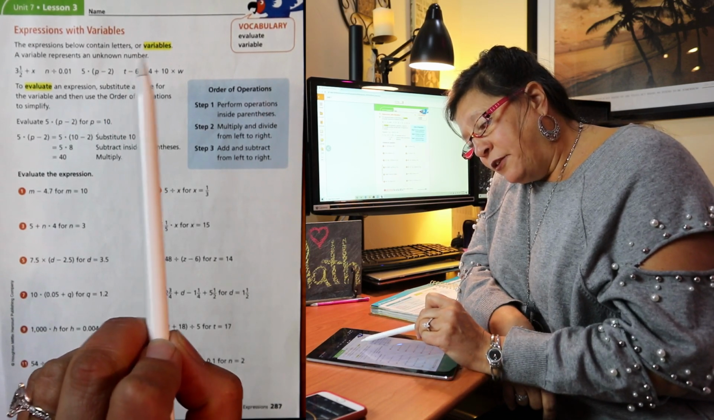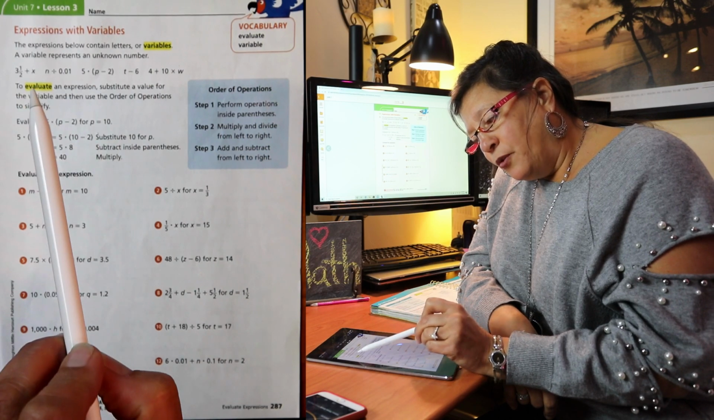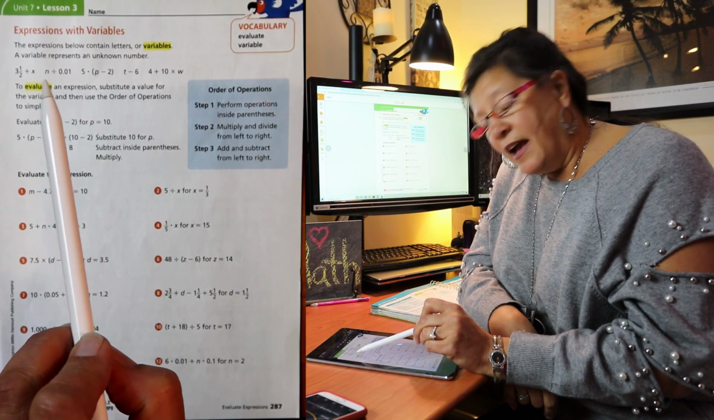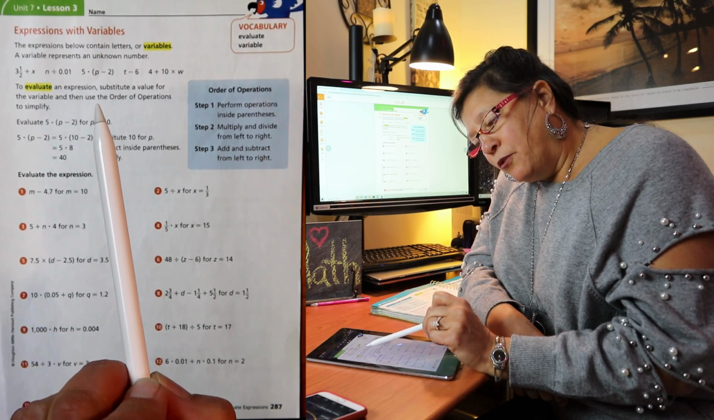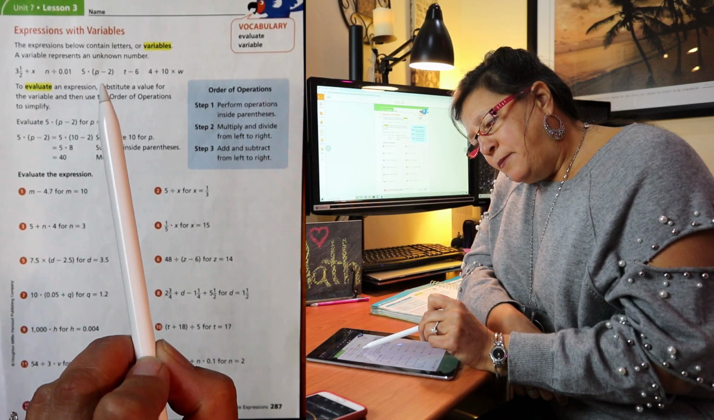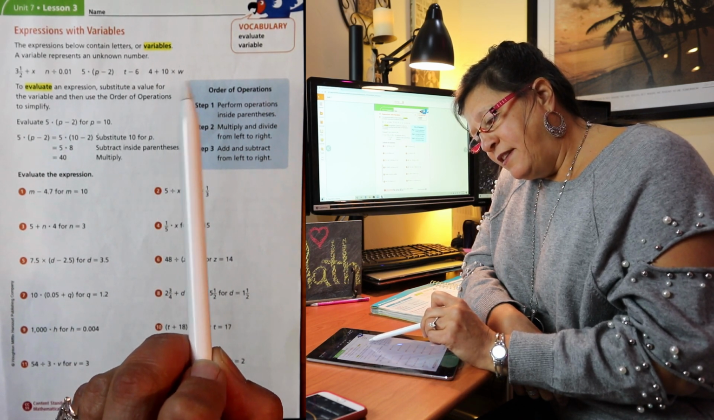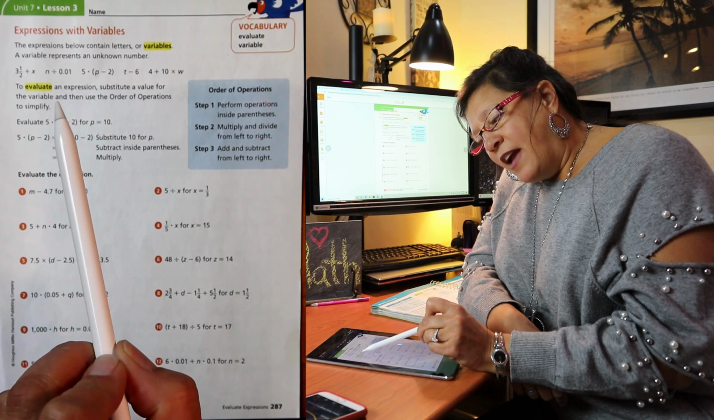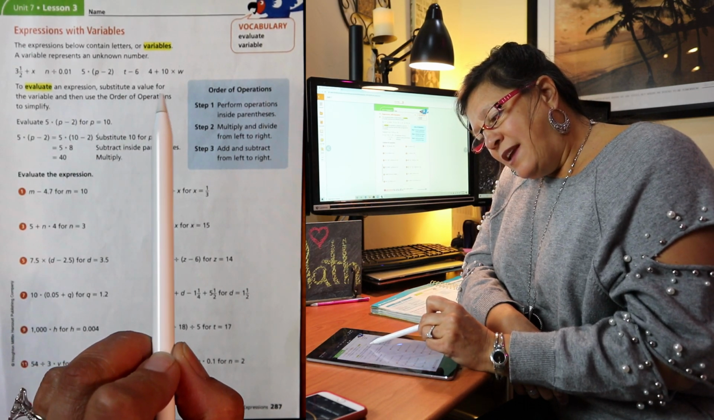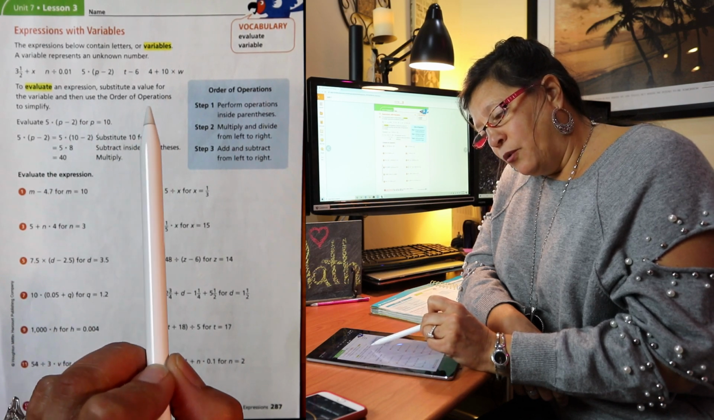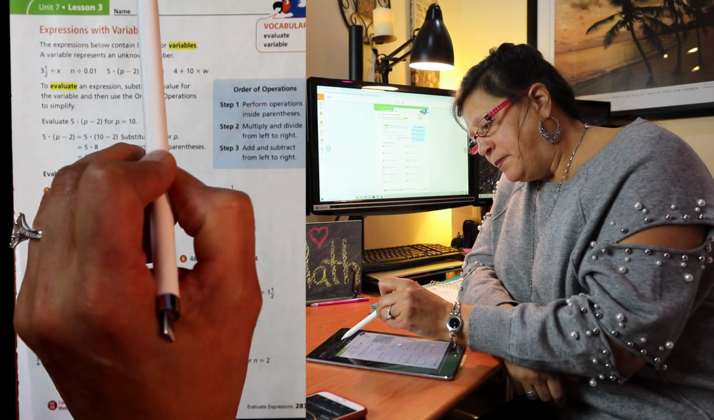The expressions below contain letters, or variables. A variable represents an unknown number. For example, we have 3.5 plus x. We don't know what x is. And divided by 0.01. 5 times (p minus 2). T minus 6. 4 plus 10 times w. To evaluate or to solve an expression, substitute a value for the variable and then use the order of operations to simplify.